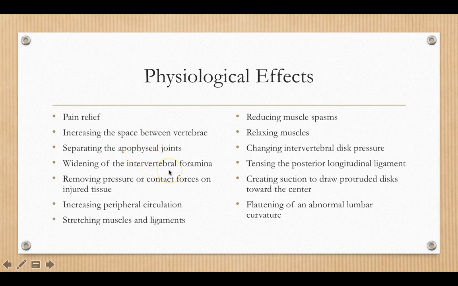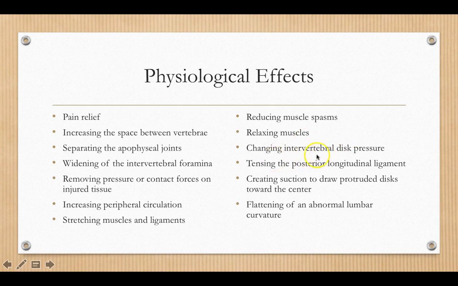Widening that intervertebral foramen where the spinal nerve is coming out, removing the pressure and contact forces on any of the injured tissue around, so the ligaments or the bony structures or the nerves, wherever that pressure has been, we can relieve some of that. It increases peripheral circulation, stretches muscles and ligaments, reduces muscle spasms, relaxes those muscles.